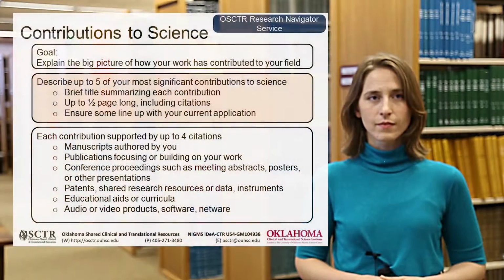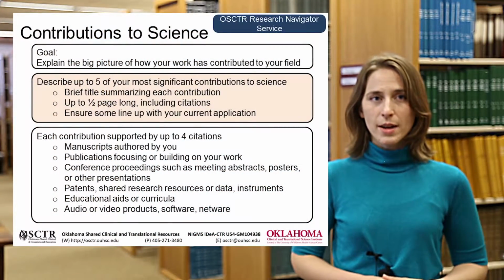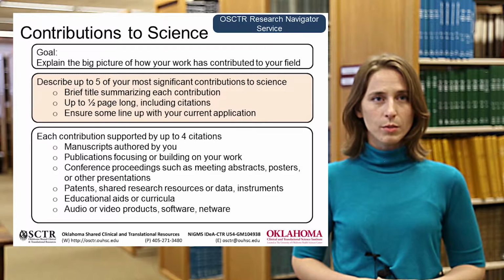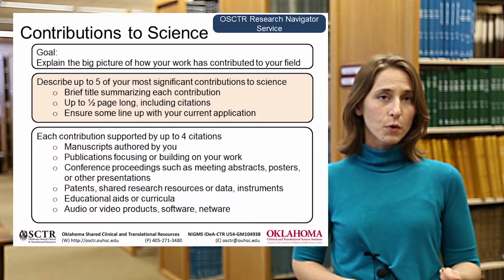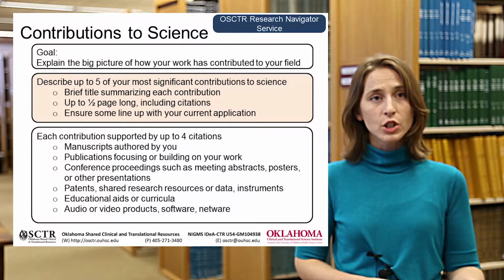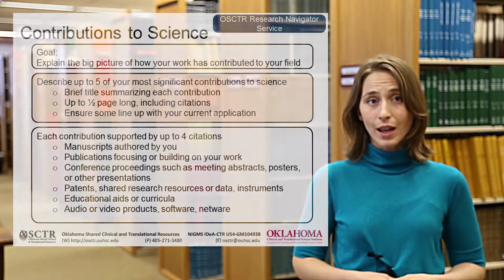Now let's talk about the contributions to science. The goal here is really pretty simple. You want to show that you can think through a problem and that you can place your work in a broader context to help move science forward. You do this by describing up to 5 of your most significant contributions to science. For career development awards, you might have only 2 or 3 contributions, and that's okay.